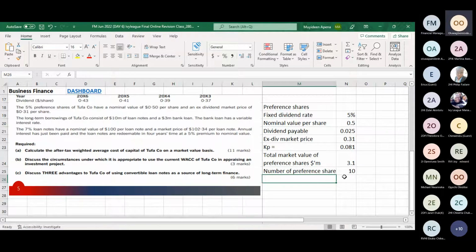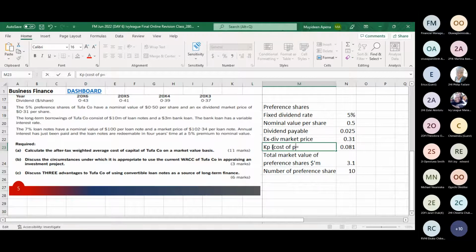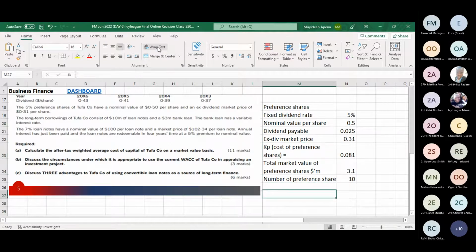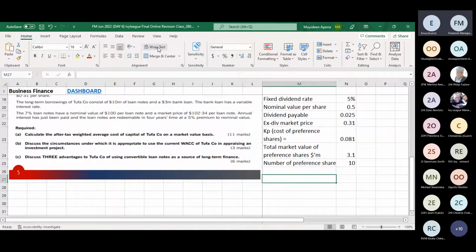Okay, sir. So what is KP? KP is the cost of preference shares. Okay. So moving on.